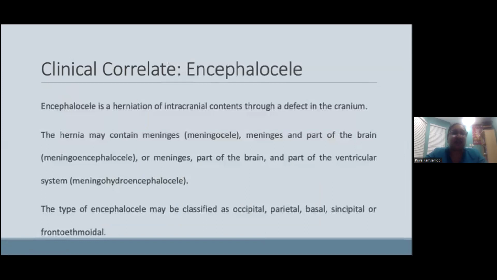So in terms of encephaloceles, what is an encephalocele? It's a herniation of intracranial content through a defect in the cranium. So that can contain meninges, it can contain meninges and brain, meningoencephalocele, it can contain meninges, parts of the brain and parts of the ventricular system. And the types of encephaloceles are classified as occipital, parietal, basal, sincipital, and frontoethmoidal. Now, of note, the most common ones tend to be in the occipital region.